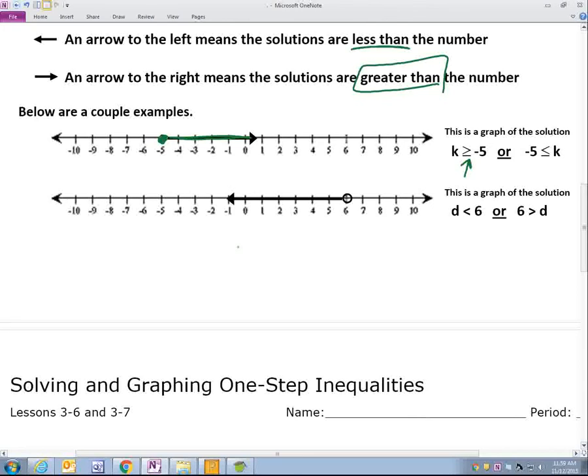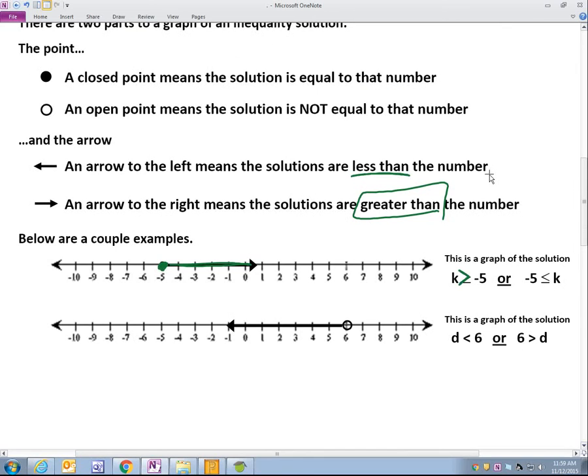Now, I want to show you why I like the variable to be on the left side. I'm going to go ahead and do what I did over here. I'm going to do the outline of the edge of my arrow. And I'm going to take this arrow and bring it over here, and look what happens. See how that's a less than symbol? Right here?